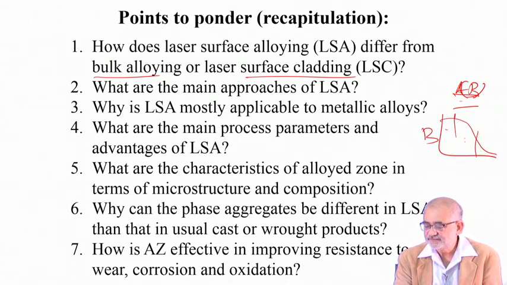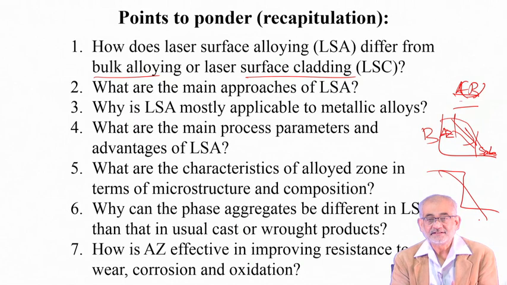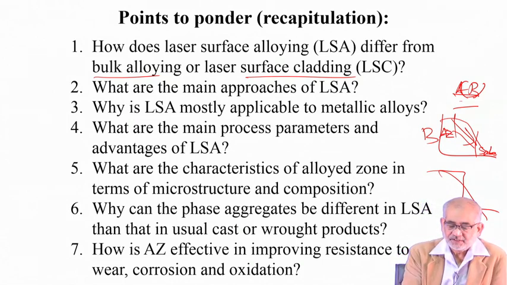So this is a very diffused interface. This is the alloyed zone, and this is an interfacial zone, and this is the substrate. So from alloyed zone to substrate, the composition is not sharp like this, which is the case in cladding. In case of alloying, you actually have a diffuse interface. So the adherence and the bonding is much better.